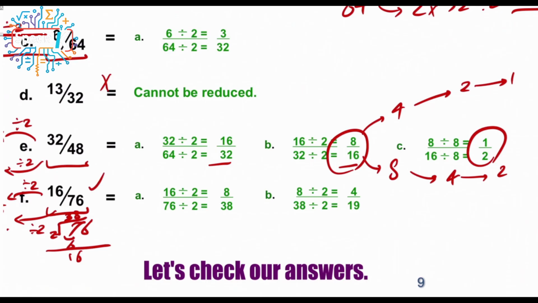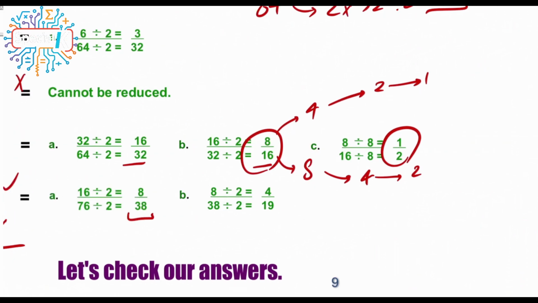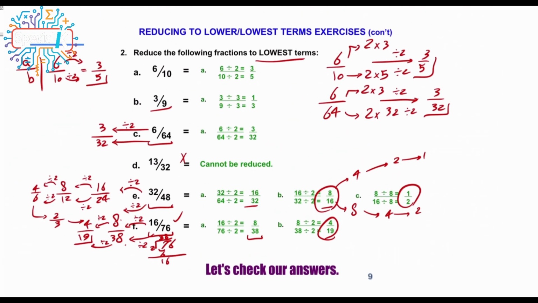16 and 76. Is there any number? Obviously 2. I do have 16, I do have 76. Divided by 2 would be 8 over 38. Can I still work on that? Yes. 8 and 38. Both of them are even numbers. Divided by 2, 4 and 19. Can I still do that? No. So 4 over 19 is my lowest term.